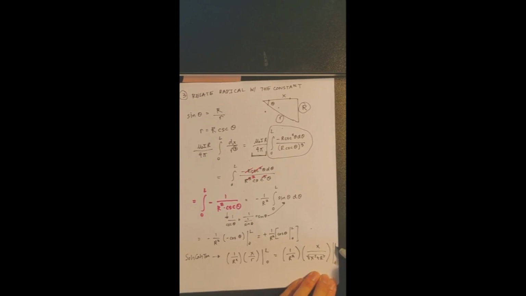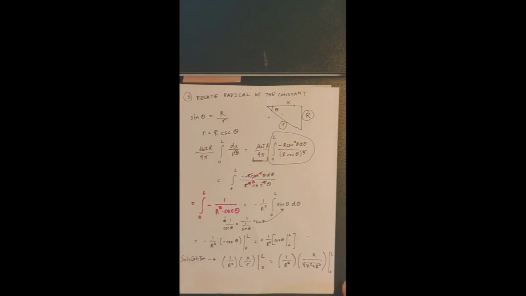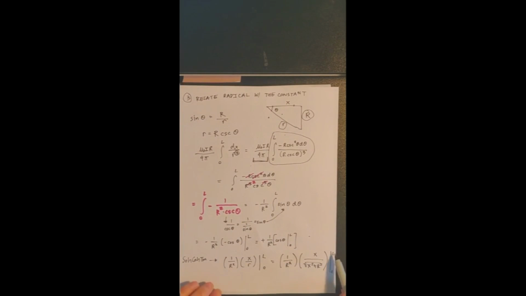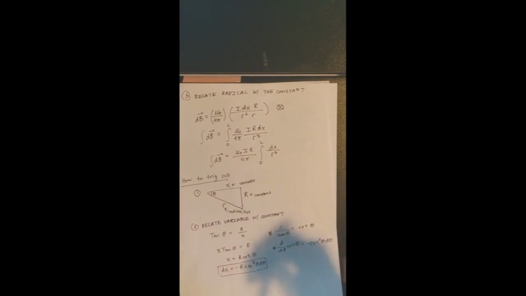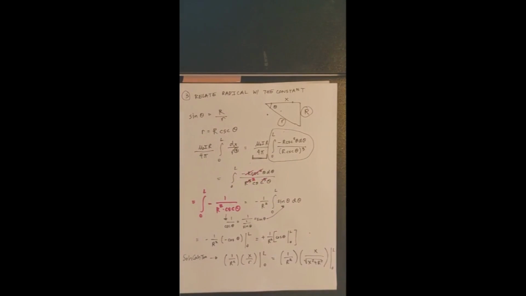From 0 to L. And now we can plug in the limits of integration. And if you forget what you actually need to plug into, let's look back at the original integral. We're integrating with respect to dx, meaning that we just plug the limits into x. So we're left with this 1 over r squared times L over square root of L squared plus r squared.